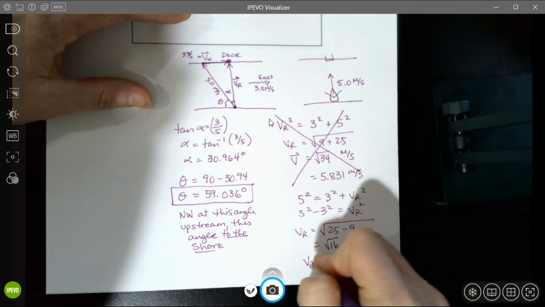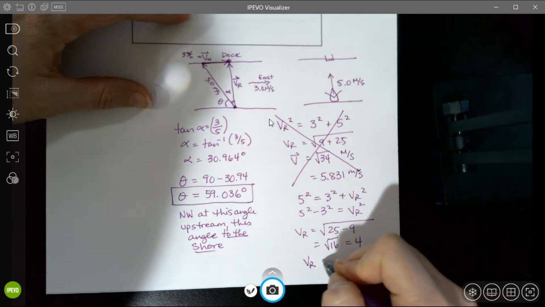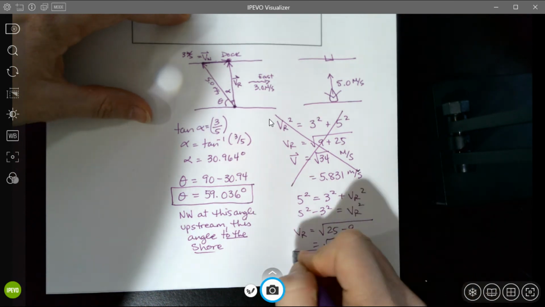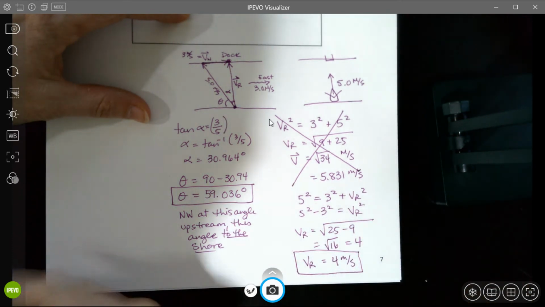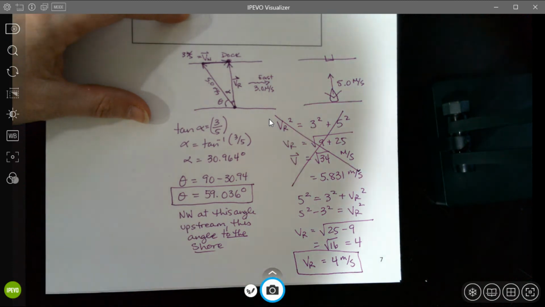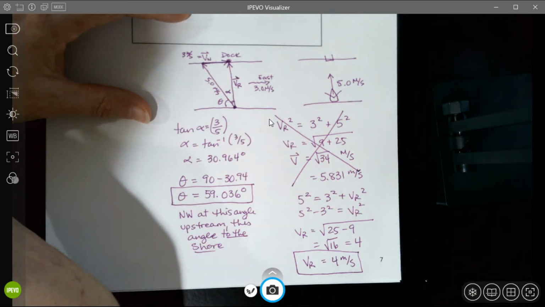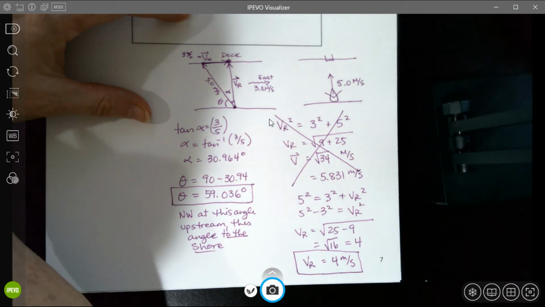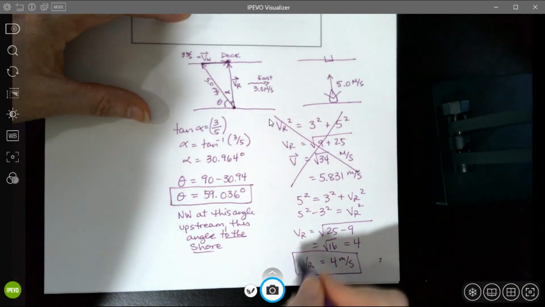So the resultant velocity, and we could have figured that out now, couldn't we have, right? It's a 3, 4, 5 right triangle, is 4 meters per second. So what I actually travel across the river is 4 meters per second straight across. In order to do that, I have to row 5 meters per second at an angle of 59.036 degrees from the shore upstream. Okay, so there you have that one.